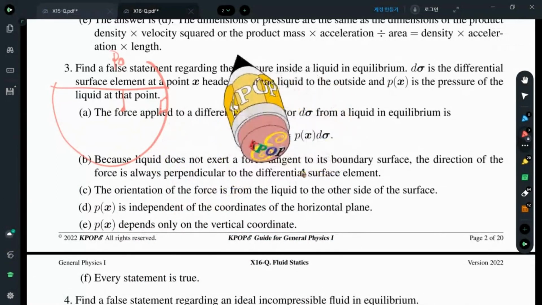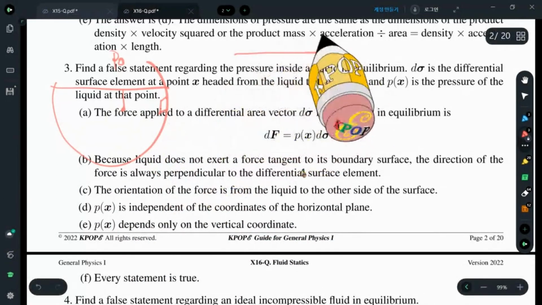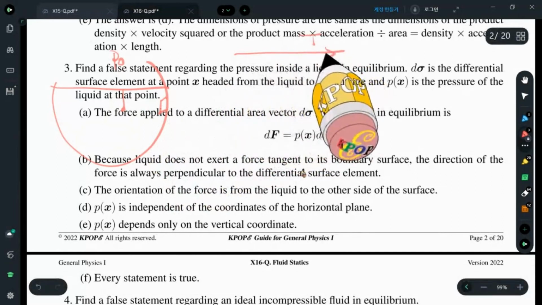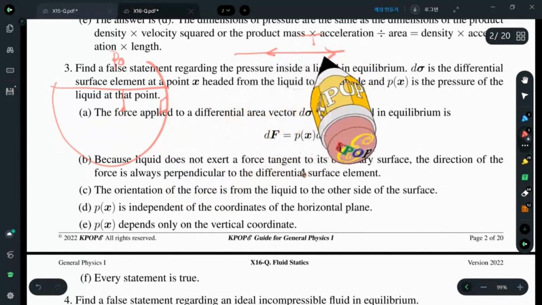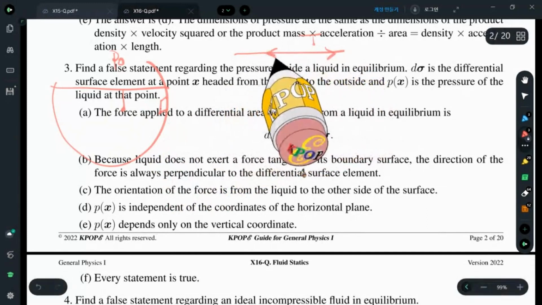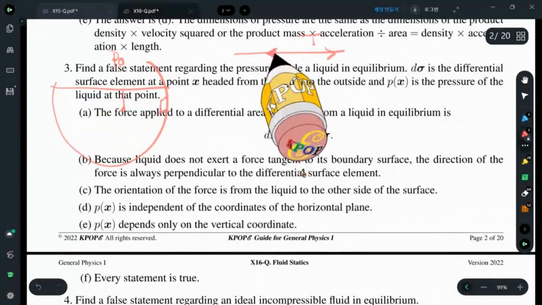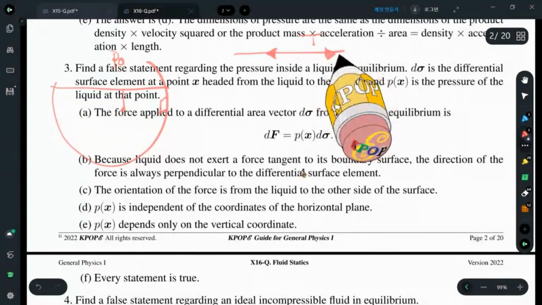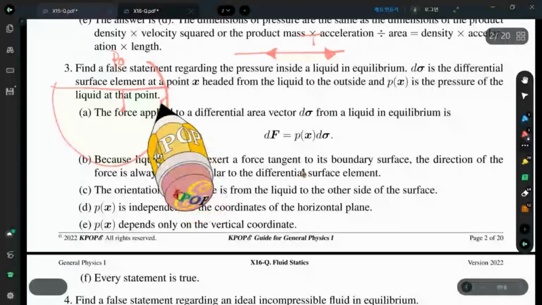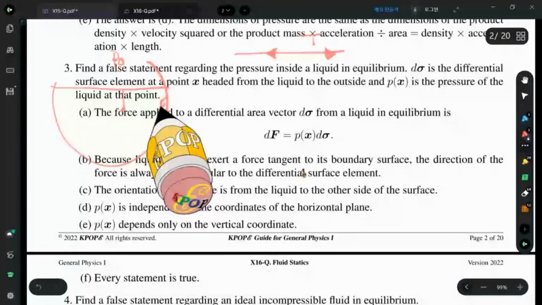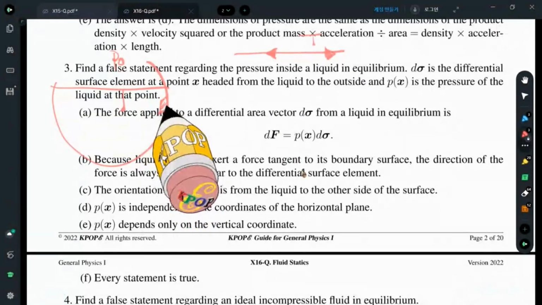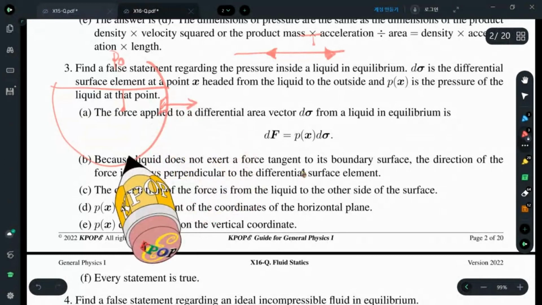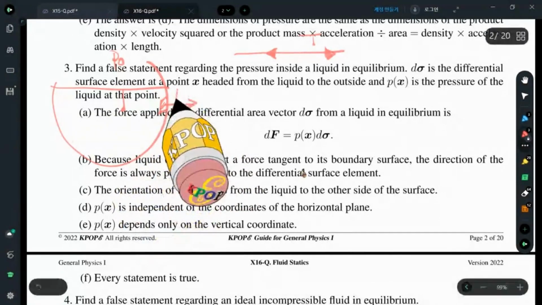That means just like a tension on a string, it is either to the right or to the left, depending on the object the force is applied to. For example, in a container, pressure of the liquid is toward the boundary outside. And this is the pressure.